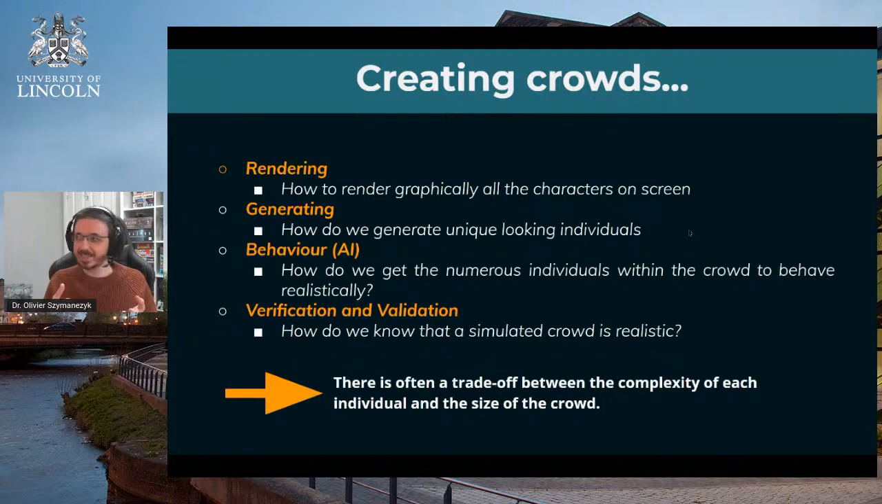Then the next question is generation. How do we generate uniquely looking individuals? Because if you're looking at a crowd, you never see the same person twice. Everyone is wearing something different, different clothes, different hairstyle, different facial features, different physical features, everyone looks different. So you've got to think of a way, how do I create a crowd where each individual looks different?